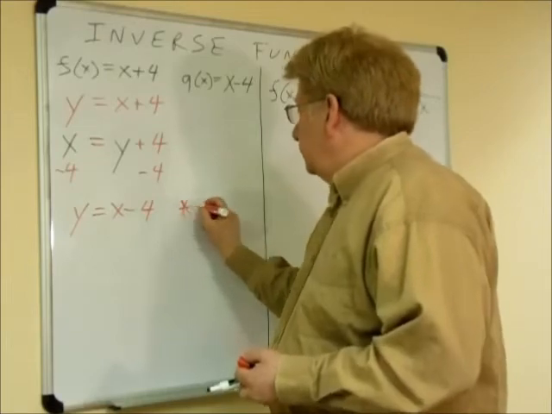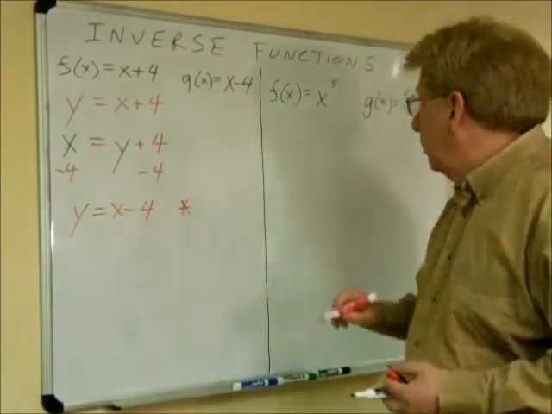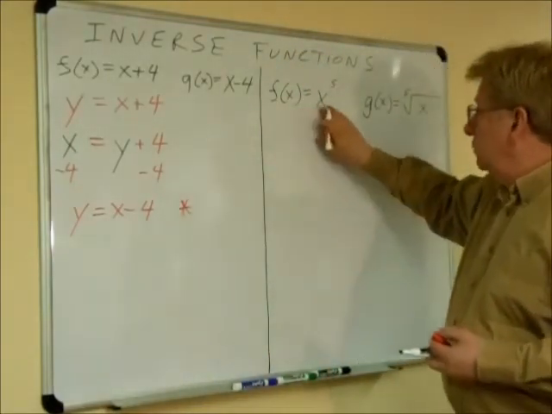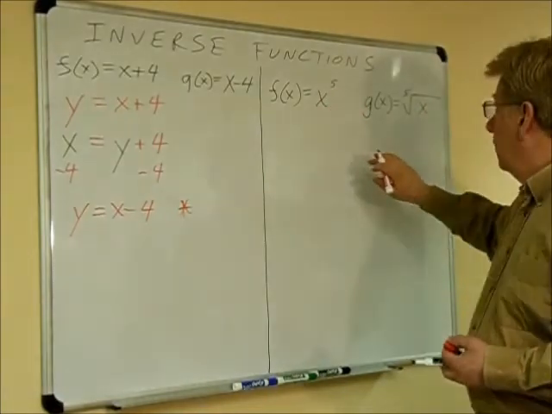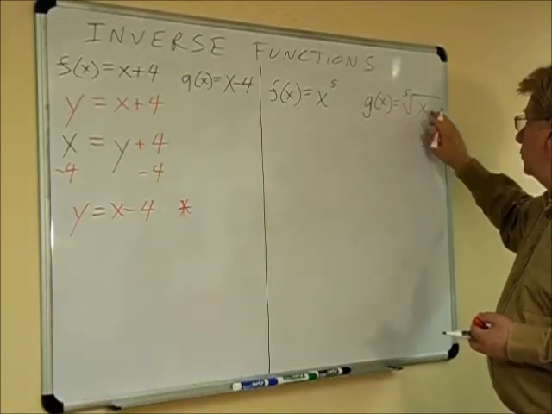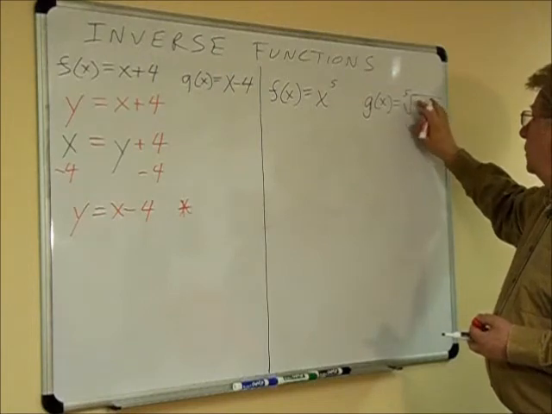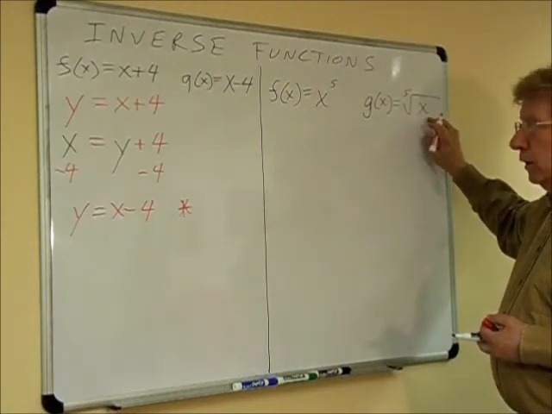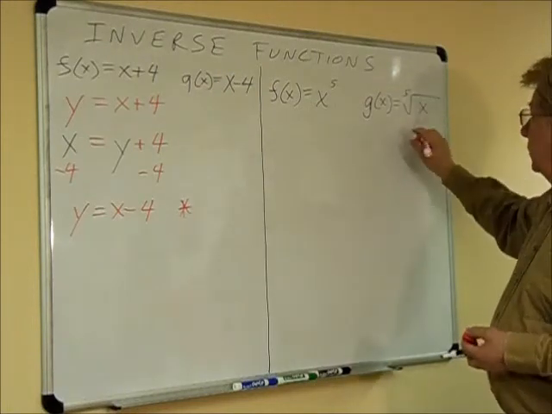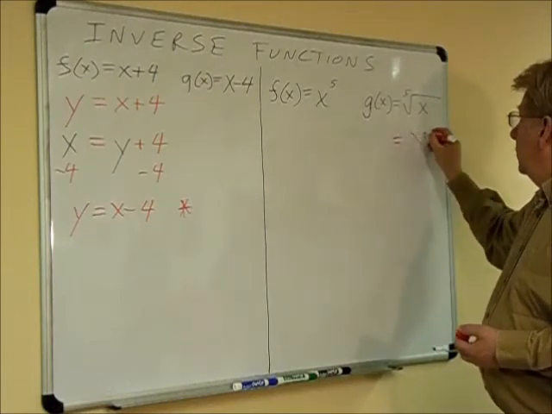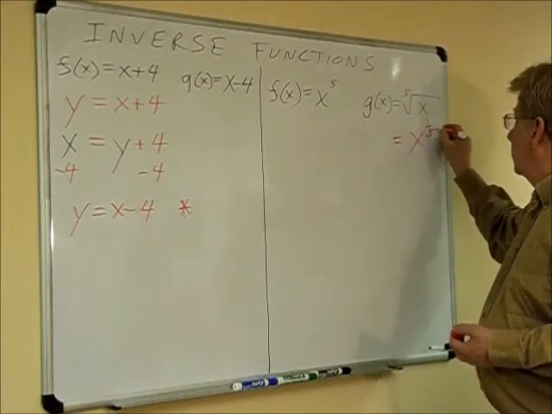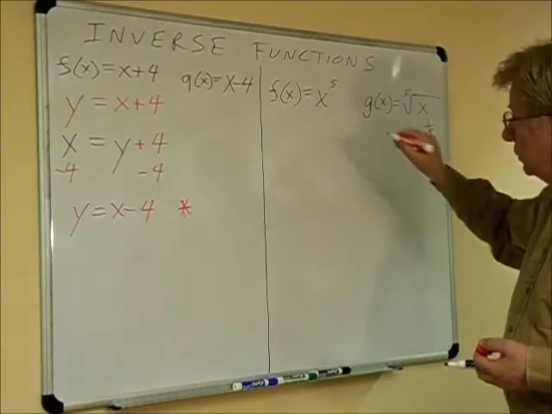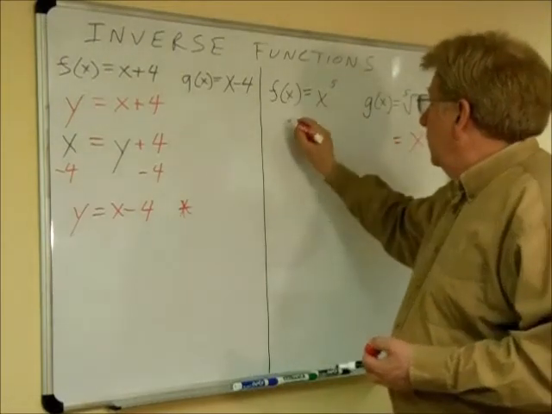Okay, so let's look at another example. On this one we have f of x equals x to the 5th power, and g of x is the 5th root of x. Another way to write this would be x to the 1/5. Alright, so let's take the inverse of this function.